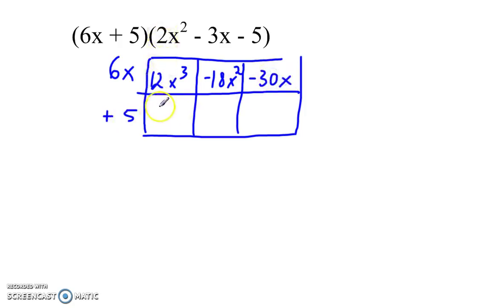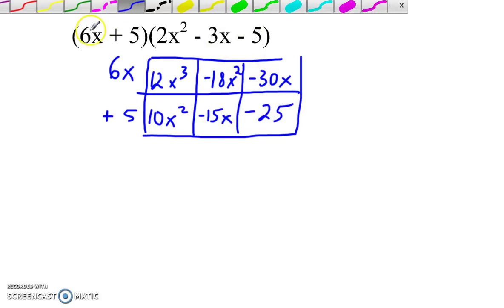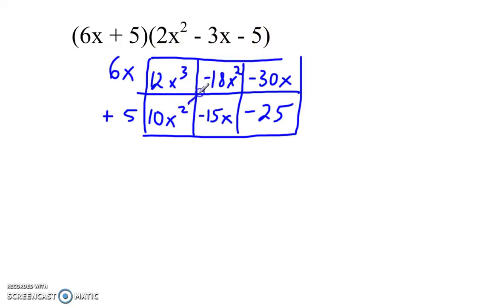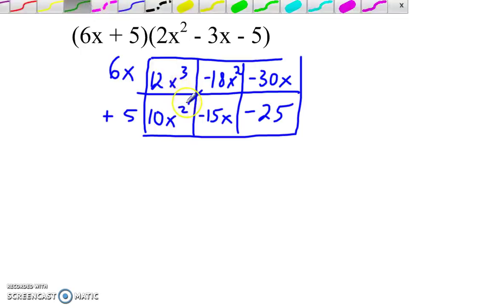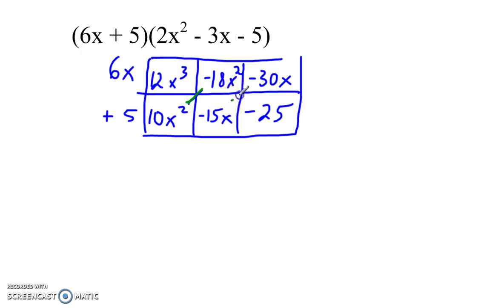5 times x squared is 10x squared. 5 times negative 3x is negative 15x. And 5 times negative 5 is negative 25. If your exponents are in descending order without skipping one, so here we have 1, 0, 2, 1, 0, then your like terms are going to be diagonal from each other. So that's one way you can check to see whether you did it right, because if you have an x here and an x underneath it, then maybe you did something wrong.